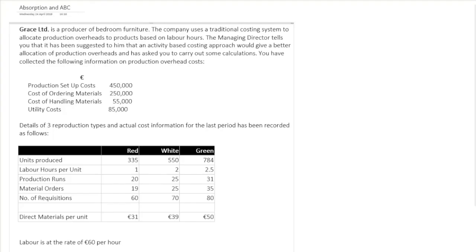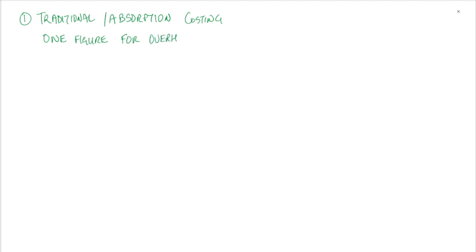This is a question that combines both traditional absorption costing and activity-based costing. So in this question, we're provided some information on a number of products and we have to analyze it first using the traditional costing methods, sometimes referred to as absorption costing as well.